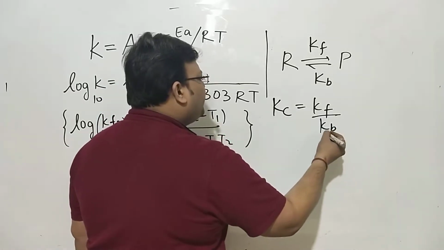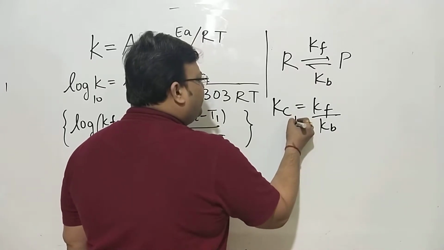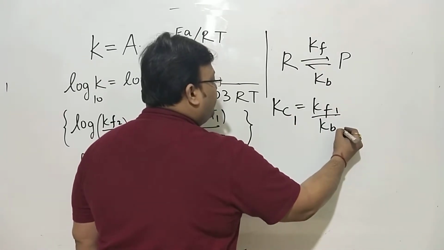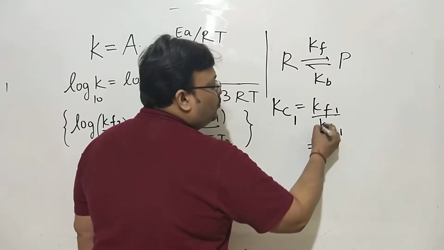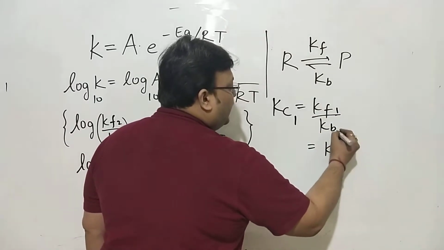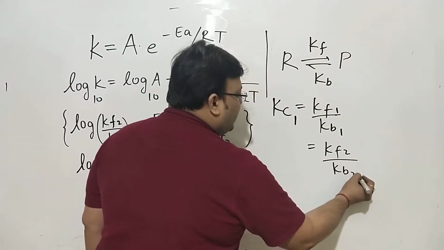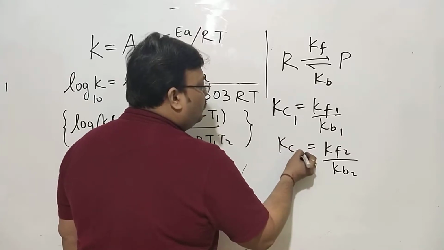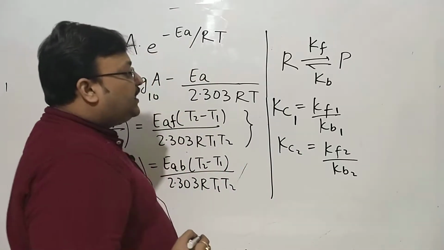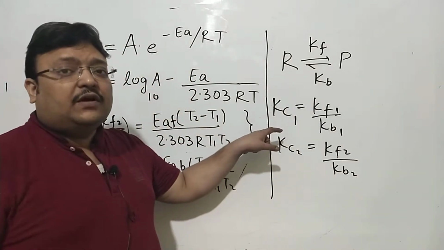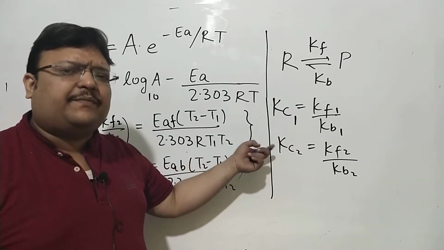So at two different temperatures, T1, if it is Kc1, because this is Kf1 and this is Kb1, at temperature T2, when Kf becomes Kf2 and Kb becomes Kb2, naturally the ratio will become Kc2. And now we are interested in how Kc changes with temperature.